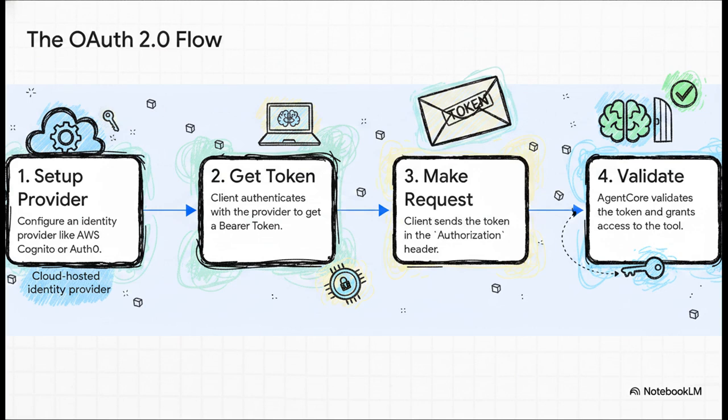And here's how that whole digital key system works in practice. First, you set up what's called an identity provider. Then, your client application goes to that provider to get its temporary token. With the token in hand, it makes a request to your tool, but it includes that token in the request header. AgentCore sees the token, automatically checks if it's valid, and if everything checks out, it lets the request through to your tool. Simple as that.